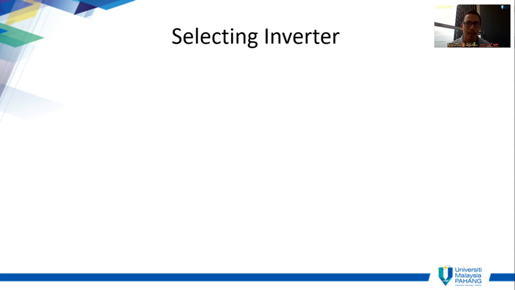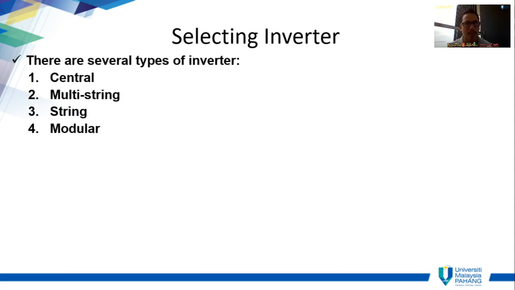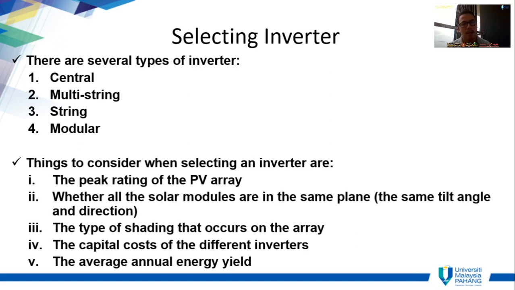Okay. After that, you're going to select the inverter. I've mentioned it in the previous chapters already. We already learned about that. There are several common inverters in the market: central, multi-string, string, and modular. So you decide what type after you do all the studies. Okay. And besides that, there are several things that must be considered during your selection of the inverter.